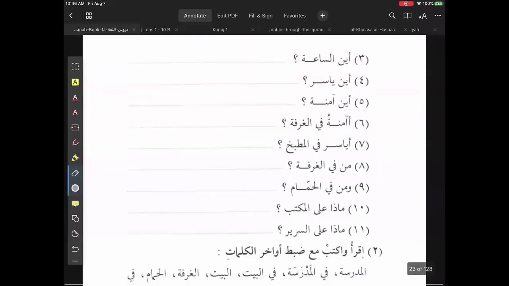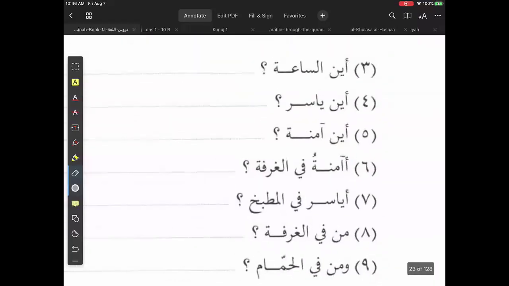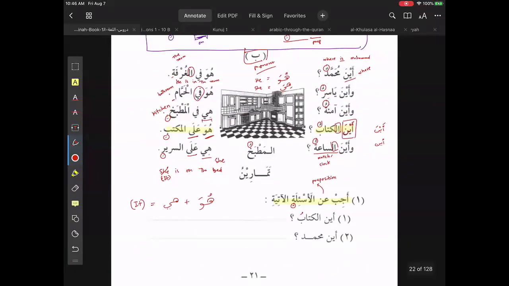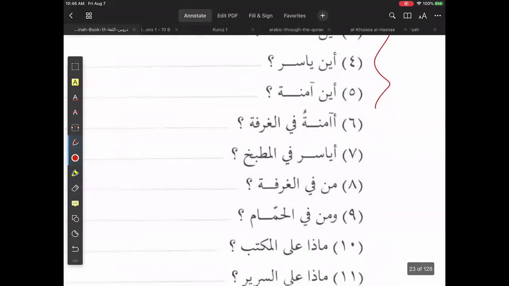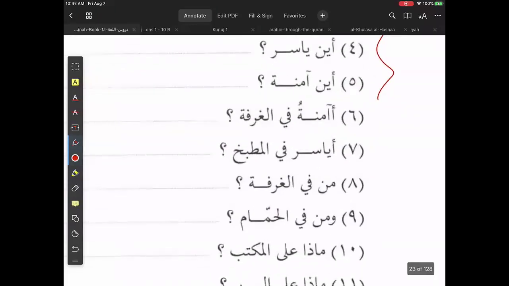And then it gets a little bit interesting here. These ones are very easy, 3, 4, 5 are just exactly what they're saying, right? Let's see number 6. Number 6 is "A-Aminatu". What is this Hamza? Who can tell me what this means? It's from chapter 1. Remember that question. You're making it into a question. The Hamza is like "is", that kind of question.